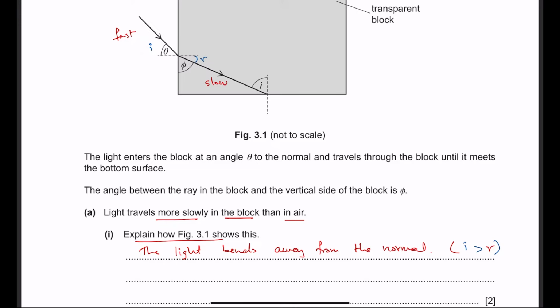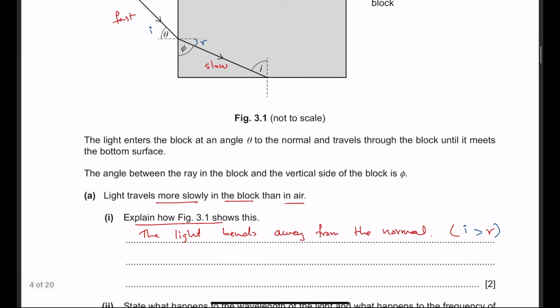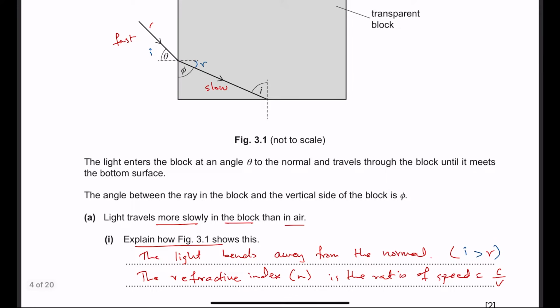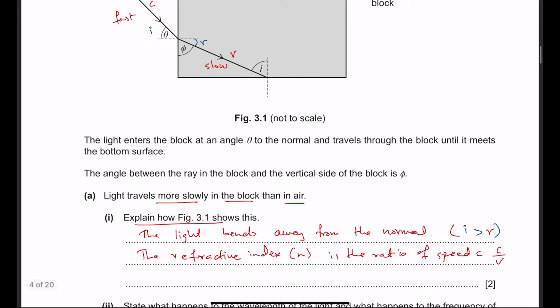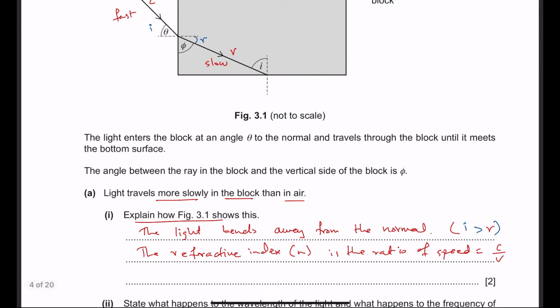Angle of incidence is greater than the angle of refraction. Now the refractive index, which we also represent with the letter n, is the ratio of speeds, right? It is the ratio of speeds. In fact, the formula for it is c over v, c being the speed in air and v being the speed in your medium, which is the transparent block in this case.